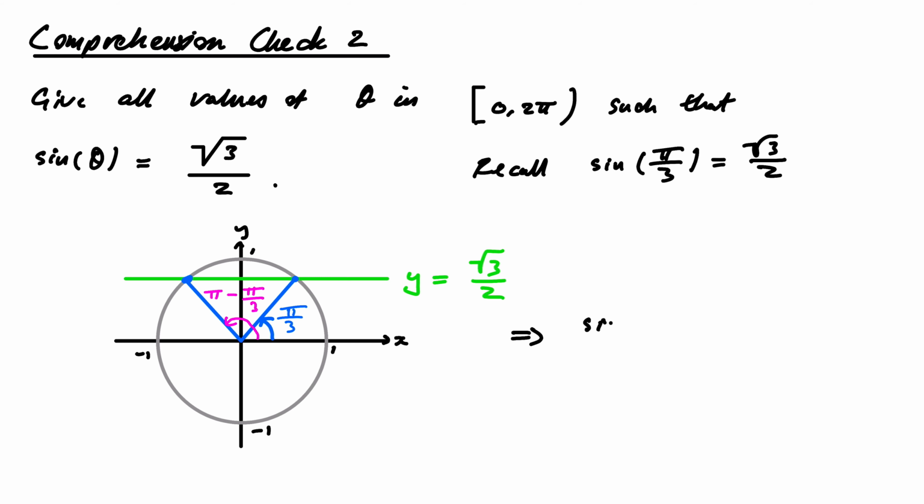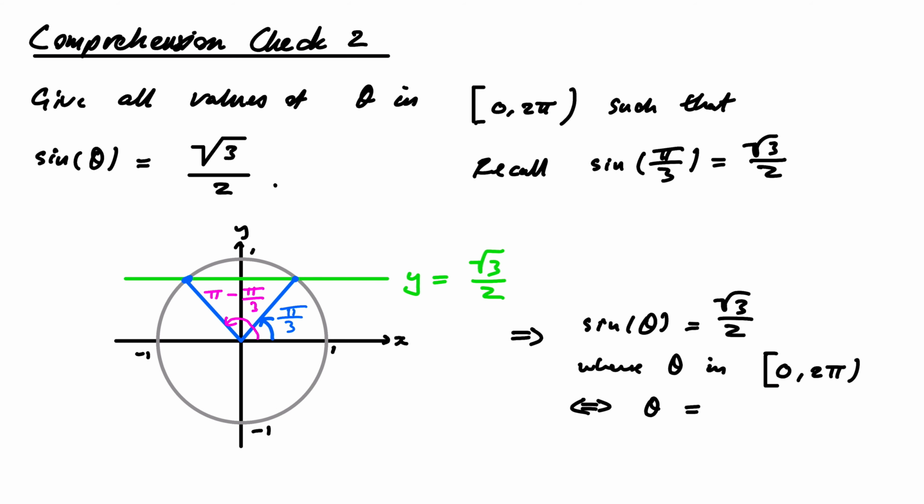Sine of theta is equal to root 3 over 2, where theta is in this interval, if and only if theta is equal to one of two things, it's pi over 3 or 2 pi over 3. Right, that's pi minus pi over 3.